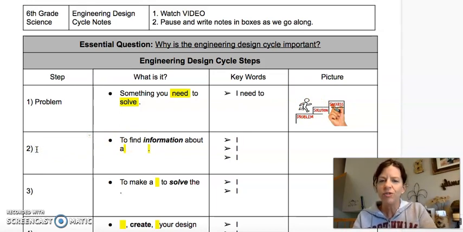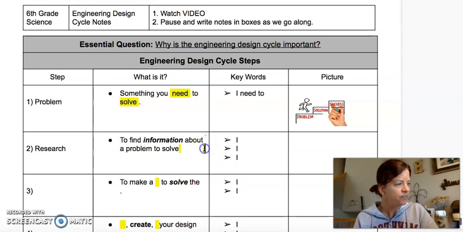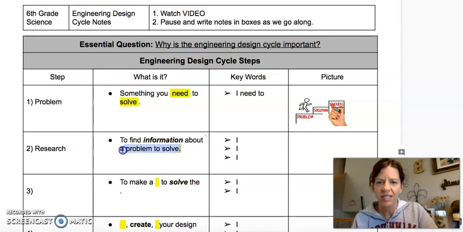Step number two, after you identify the problem, is you need to do some research on that problem. We need some information to figure out how we're going to solve it. So we need to know something about the problem that we have. That is where you find information about a problem to solve. Okay? I'm just going to erase that, and I'm going to highlight this in yellow.